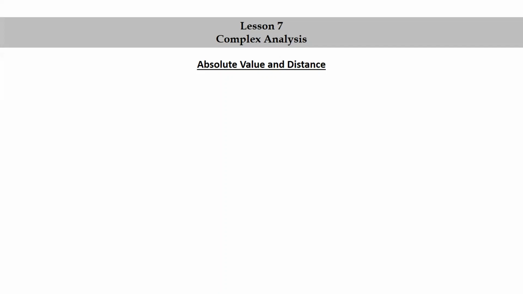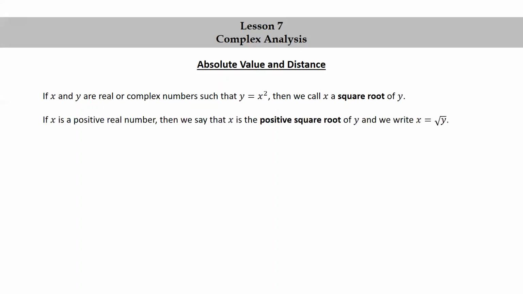Absolute value and distance. If x and y are real or complex numbers such that y equals x squared, then we call x a square root of y. If x is a positive real number, then we say that x is the positive square root of y, and we write x equals root y, where that symbol is the positive square root symbol.